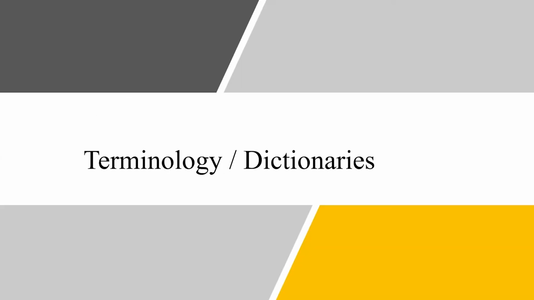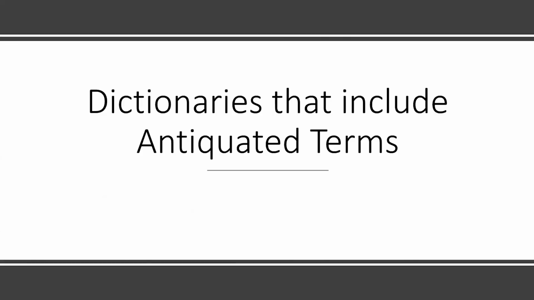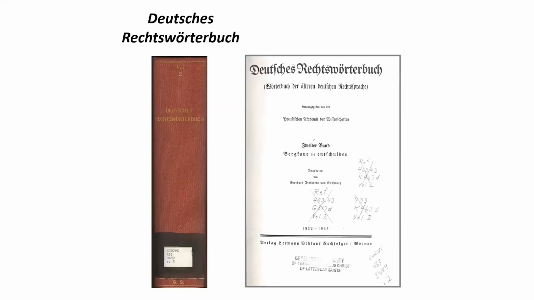Next, I want to talk about terminology dictionaries. As you can see from these entries taken from the Family History Library catalog, there are many German dictionaries of various subjects. The dictionaries that we will talk about include antiquated terms. This is the Deutsches Rechtswörterbuch. It's a 10-volume online dictionary that includes Old German legal terms, including occupations.